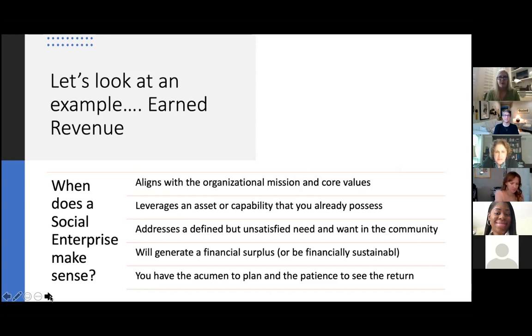If it addresses a defined but unsatisfied need and want in the community, and if it will generate a financial surplus or be financially stable. And again, if you have the acumen to plan it and the patience, because no business just starts out of the box like, oh, we're just super successful here. You have to have the patience to see it through. So these are some of the things for when it makes sense.